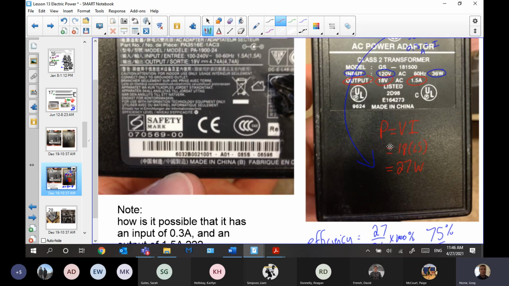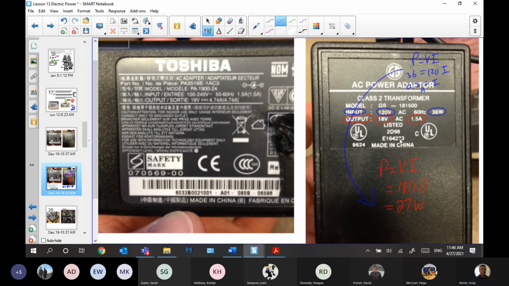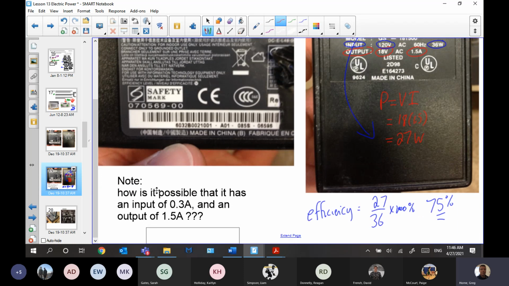So the other thing I want to point out that should be kind of weird to you, looking at it, is we have 1.3 amps coming in, and we have this question down here. We have 1.5 amps going out. How can it take in 0.3 amps and give off 1.5 amps? Doesn't seem possible, does it? But it actually is possible.